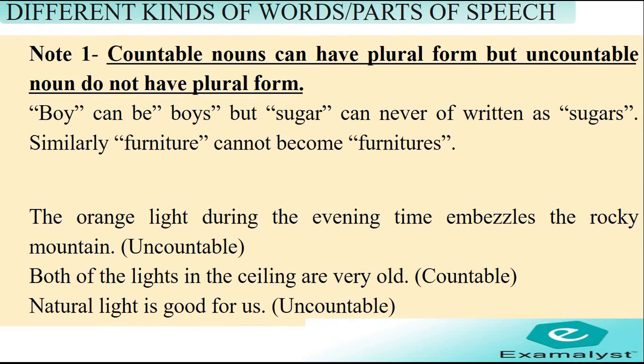Let's discuss three examples so as to eradicate your doubts on this particular topic. The orange light during the evening time embezzles the Rocky Mountain. Here, the orange light is uncountable in nature and therefore we cannot use plural in the noun light. Both of the lights in the ceiling are very old. Since it is both of the lights and the light is countable in nature, therefore we can use lights instead of light, the plural form.